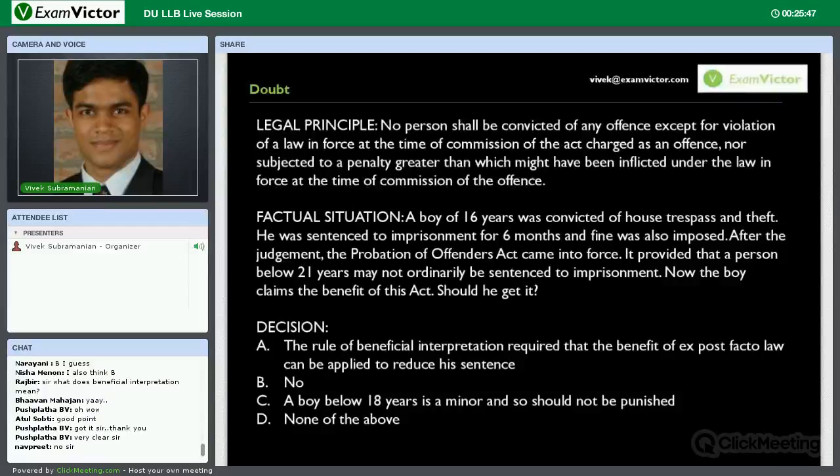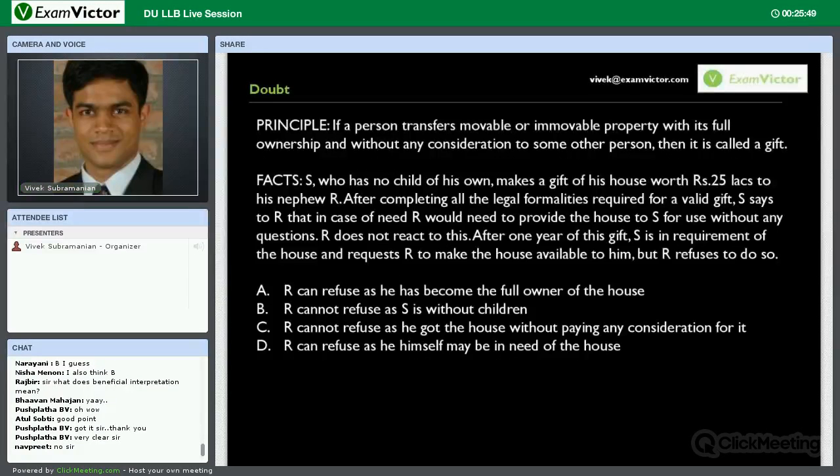All right, moving on to the next. The principle here is, if a person transfers movable or immovable property with its full ownership and without any consideration to some other person, then it is called a gift. So, what is a gift?